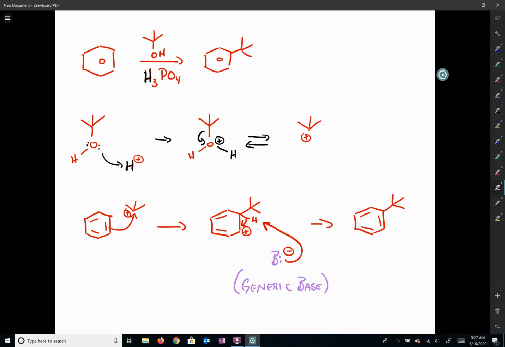It doesn't matter. It could be the alcohol, it could be the conjugate base of the acid. It could be some water, maybe another ring. You know, there's a lot of stuff in solution here, so don't worry about that. Some generic base is coming in to grab this. This should look identical.